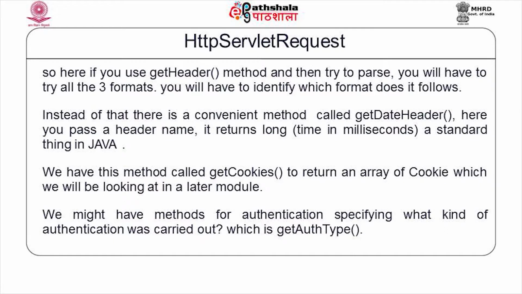Again, some other common headers: we have this method called get cookies to return an array of cookie. Of course, we will look later at what this business with cookies is, and what these cookies are for, fine. But yes, there is a header for the cookie. We have methods even for authentication, what kind of authentication was carried out. So, get auth type, we have a method to know if authentication has been carried out, fine.